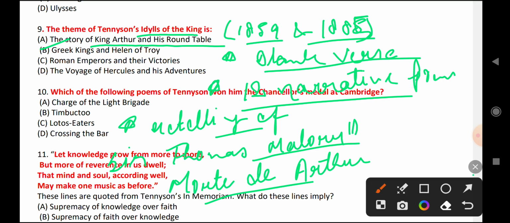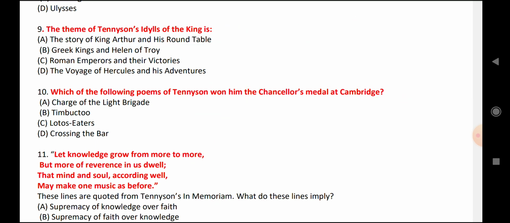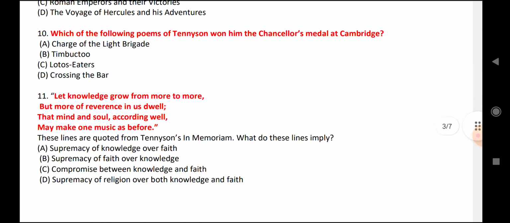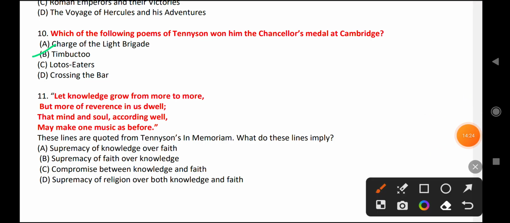Now let's come to question number 10. Question number 10 is: which poem of Tennyson won him the Chancellor's Gold Medal? So this is Timbuctoo. Question number 11 is: let knowledge grow from more to more.